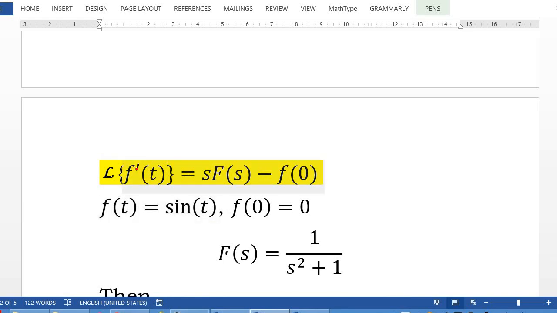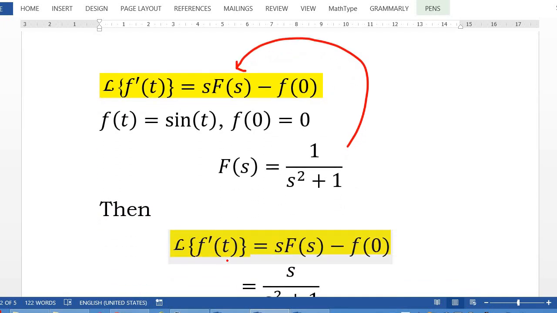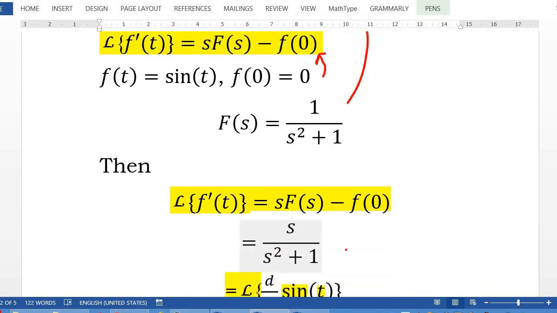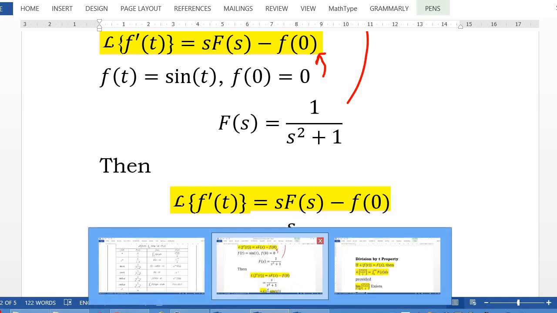So the Laplace transform for f prime t is s F(s). To find F(s), you do the Laplace transform for sin t, which is equal to 1 over s squared plus 1. Then you plug in F(s) and multiply with s. That's why you get the result for the Laplace transform for f prime t, and because f0 is 0, the result is s over s squared plus 1, which tallies with what you have done in the first lecture.